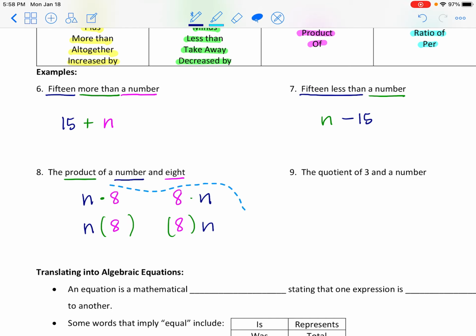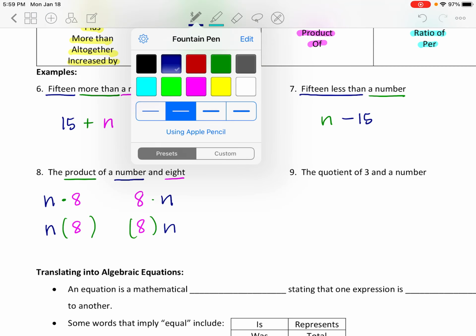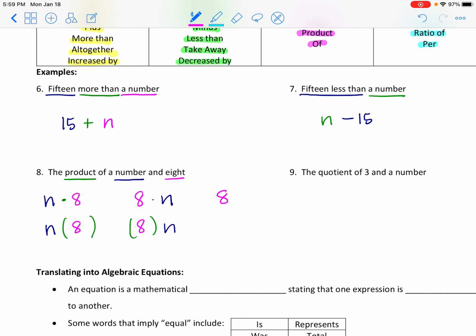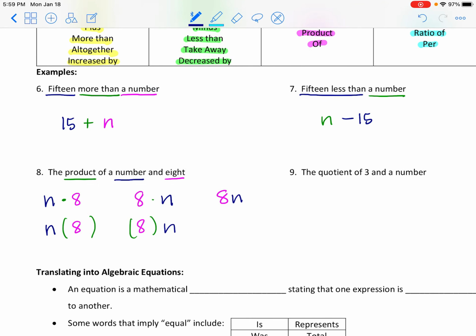And so I'm going to give you one more round of options here. You could also say just 8 times n, like this, without the parentheses or the multiply dot. You probably wouldn't see the n and then the 8. It's a little strange to put that order, but I would say all 5 of those would be acceptable.